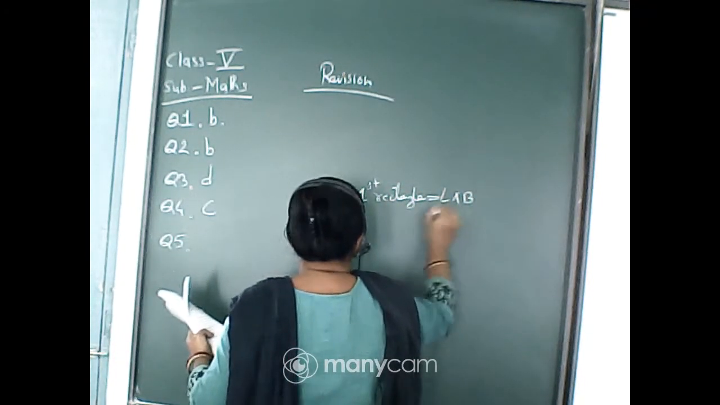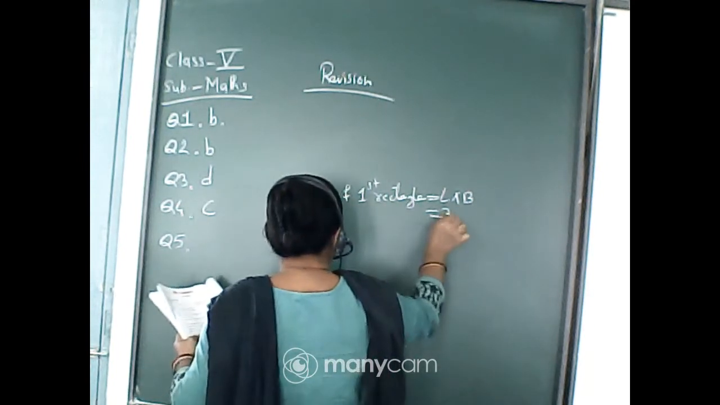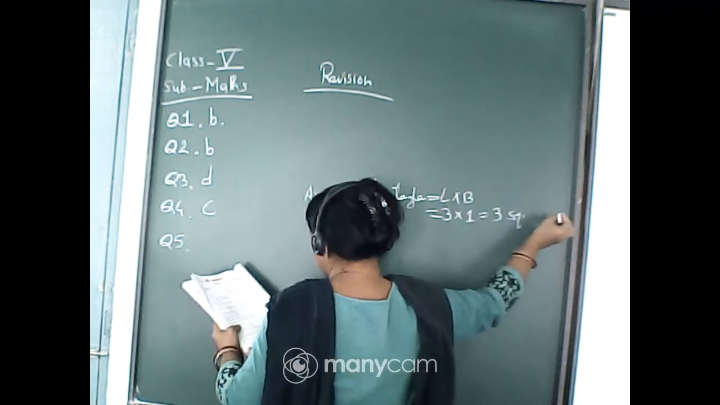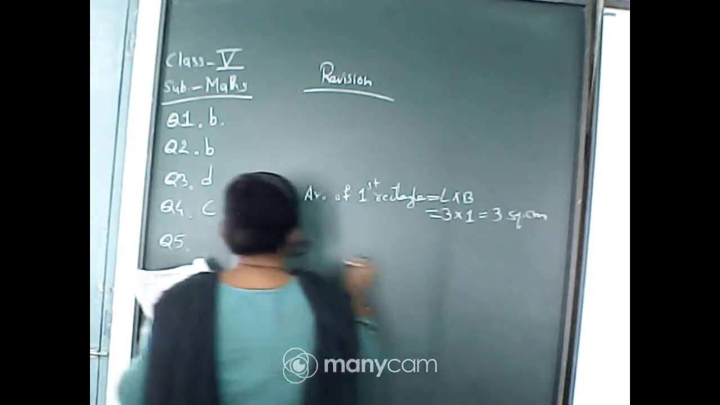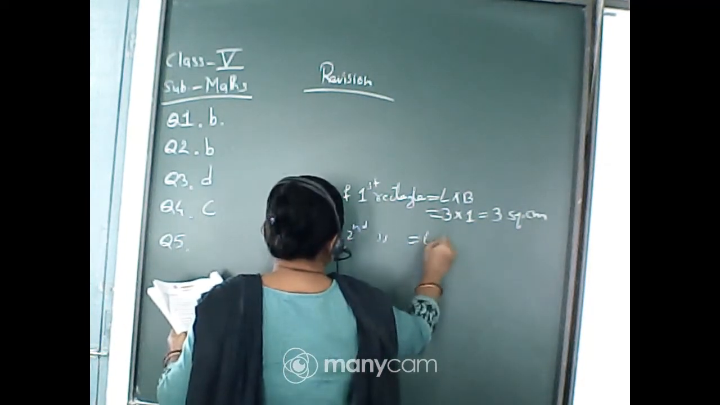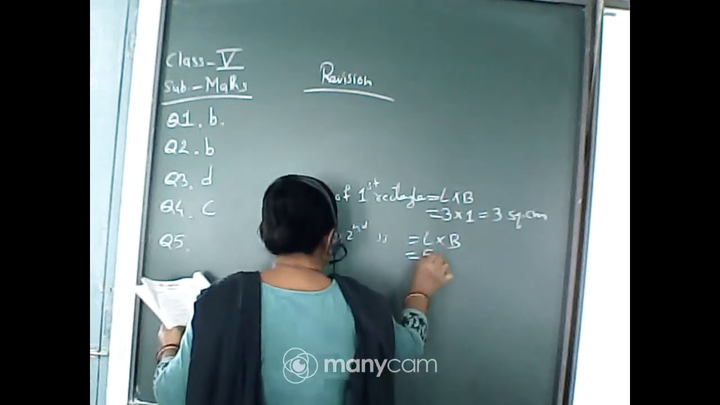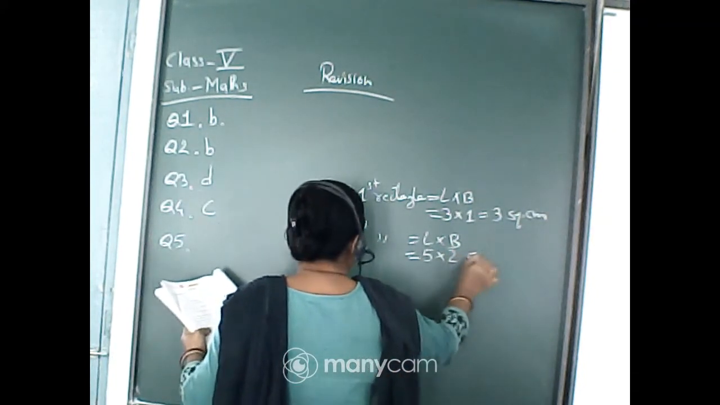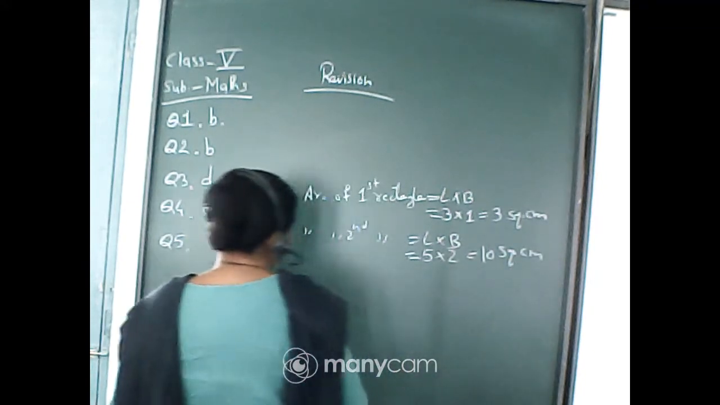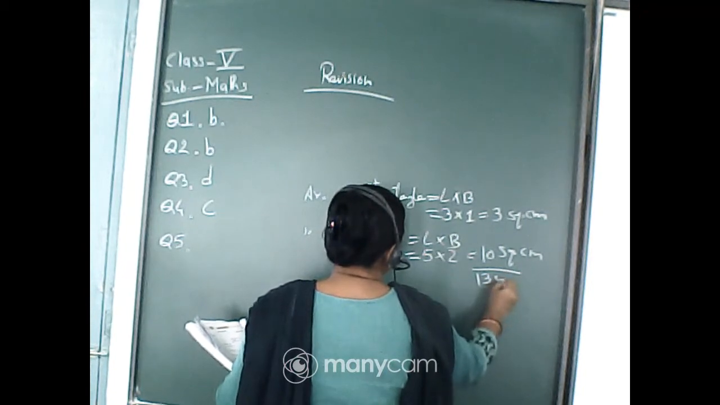So L into B: the length is given 3 and the breadth is given 1. That means 3 ones are 3 square centimeter. And then the area of the second rectangle will also be L into B. For the second rectangle, the length is given 5 and the breadth is given 2. When you multiply, it is 10 square centimeter, and when you add these two rectangles, it is 13 square centimeter.